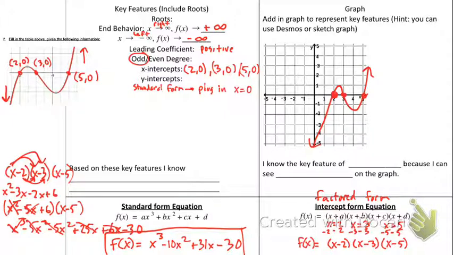So our standard form is x to the third minus 10x squared plus 31x minus 30. Okay, and all we're going to do is, wherever you see an x, we're going to replace it with a 0.